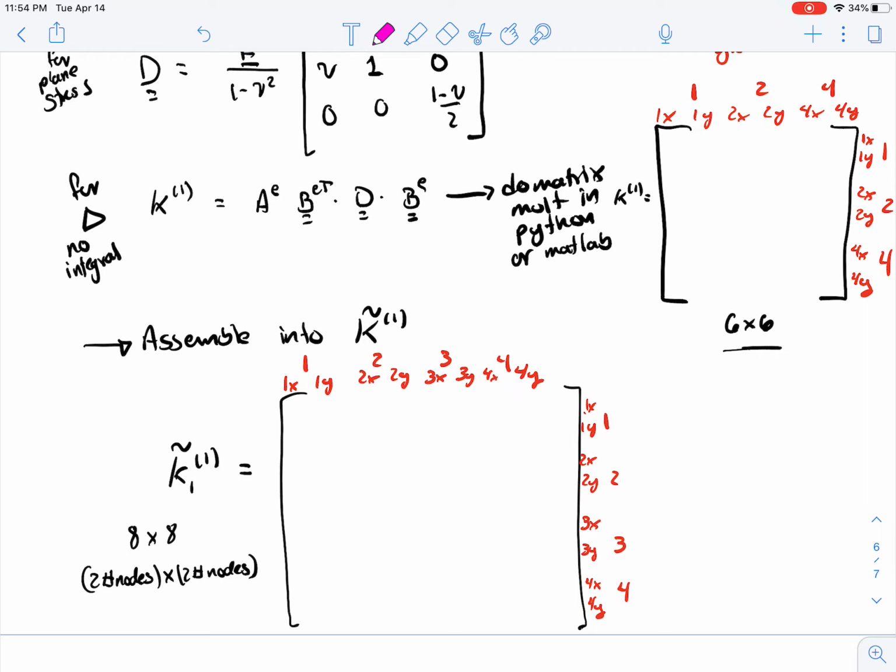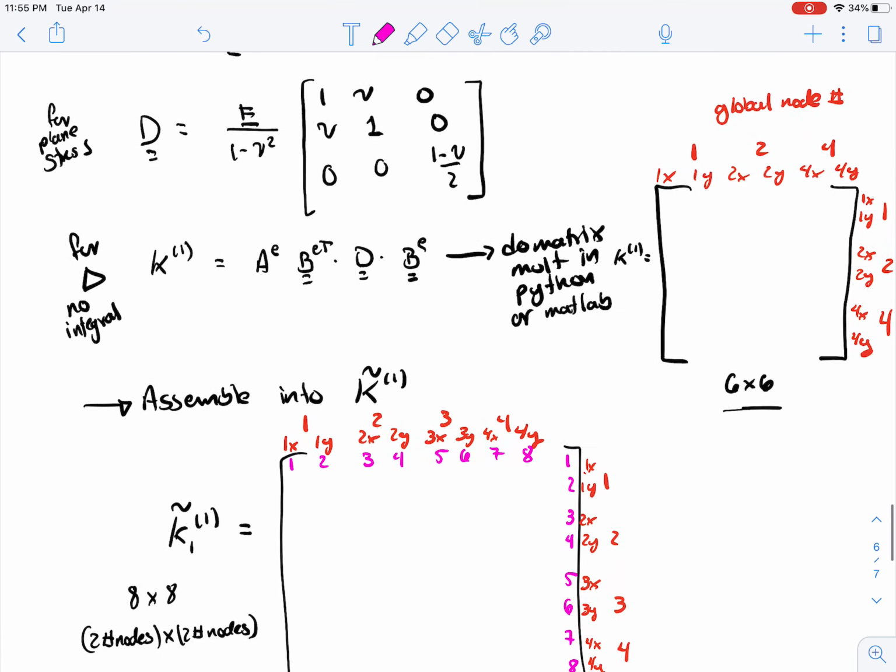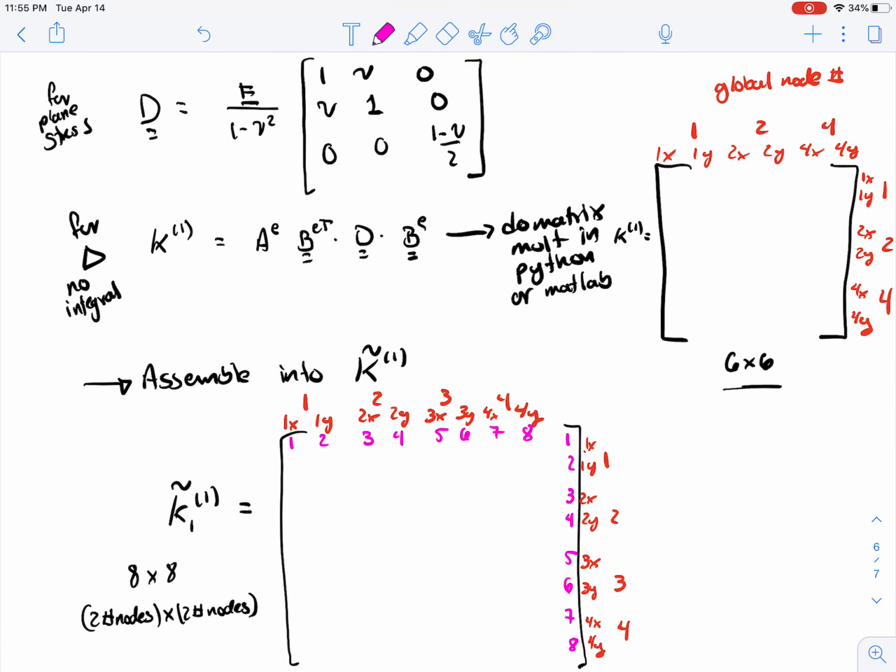So 1, 2, 3, and 4 are the node numbers, and then each node number has 2 degrees of freedom. So I'm just using 1x, 1y, 2x, 2y, etc. But actually, if you want to get the indices to put into the matrix, this will be 1, 2, 3, 4, 5, 6, 7, 8, because you have these 8 entries. So 1, 2, 3, 4, 5, 6, 7, 8.